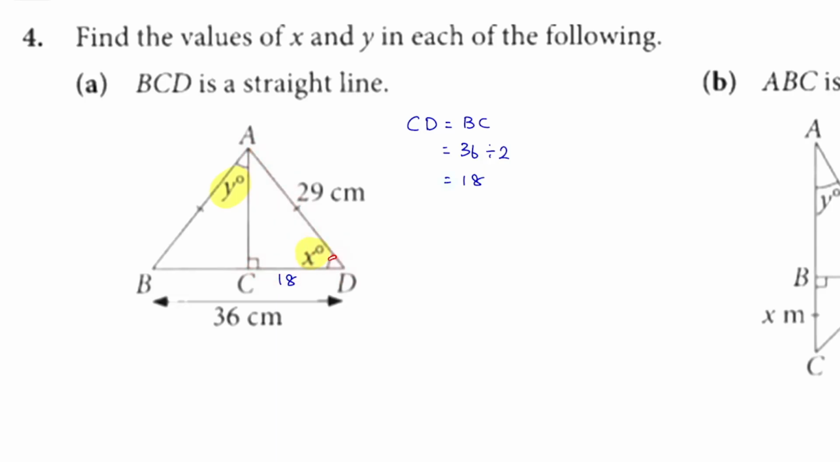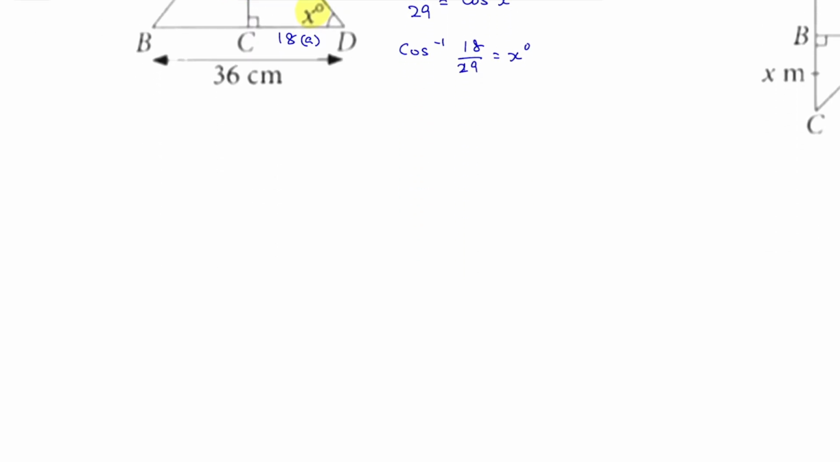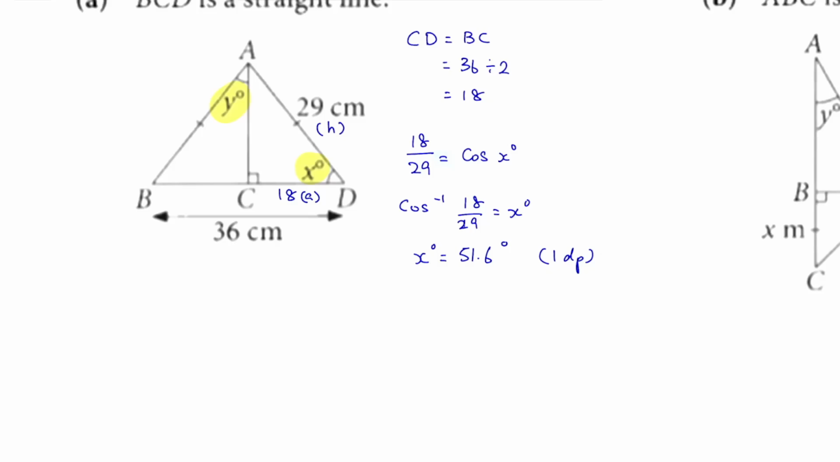Now we have two lines, then we can find the missing angle. This would be hypotenuse. This would be adjacent. So cosine again. So 18 over 29 equals cosine x degrees. So cosine inverse 18 over 29 equals x degrees. Therefore x degrees equals 51.6 degrees, 1 dp.